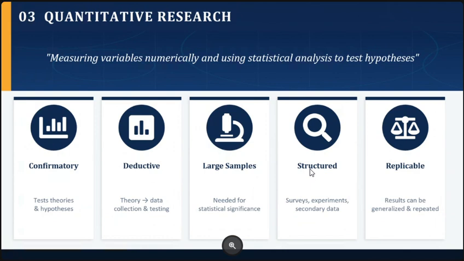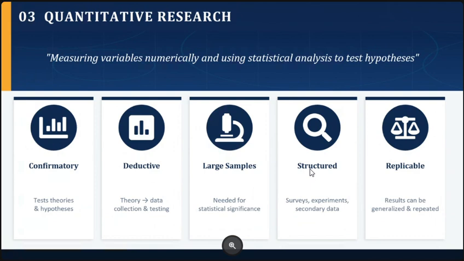Secondly, deductive. This approach follows a top-down process. It starts with a theory, then forms hypotheses, and finally collects data to test it. So it moves from general ideas to specific results. Thirdly, large samples. Quantitative research usually involves a large number of participants. This is important because large samples make the results more reliable and statistically significant.